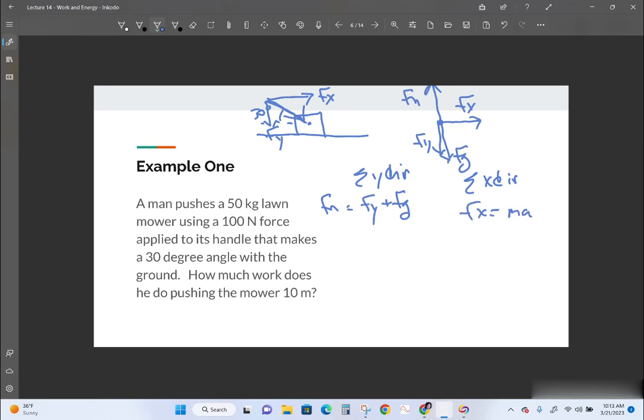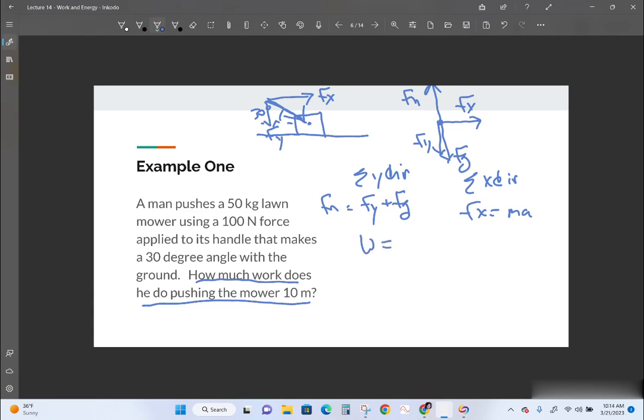Okay? So what does this have to do with the problem? Well, I'm just reminding you that this is how we're always going to look at these problems. We're going to draw a vector diagram. We're going to look at what's going on in the y direction, and we're going to look at what's going on in the x direction before we actually solve the problem. What it wants to know is how much work does he do pushing the mower 10 meters.